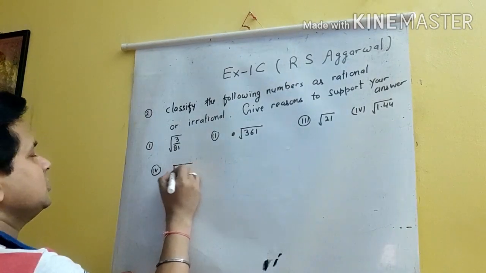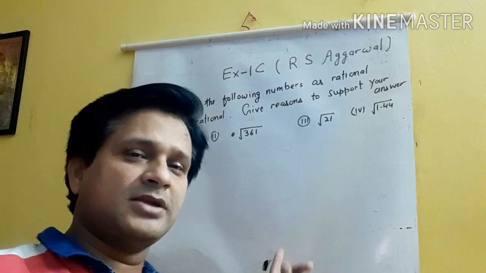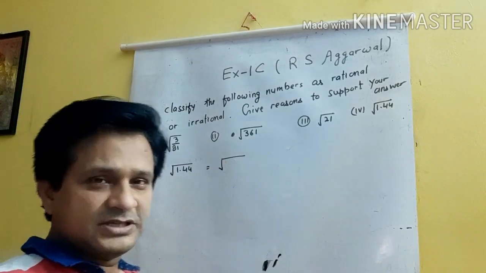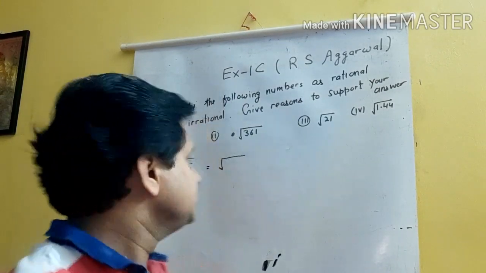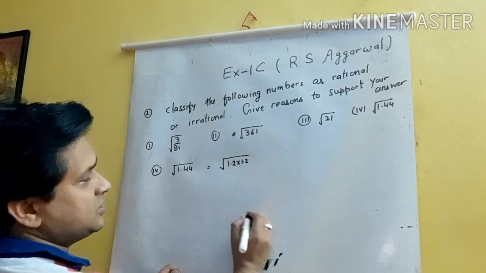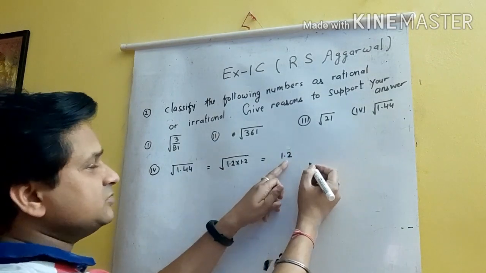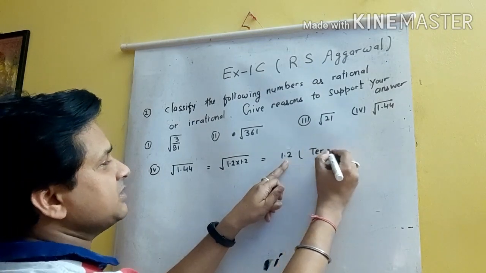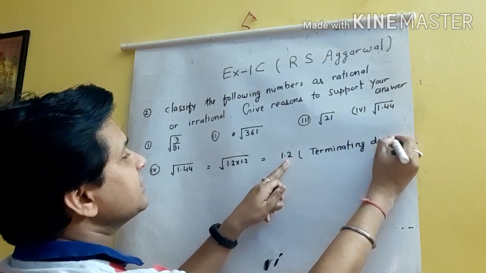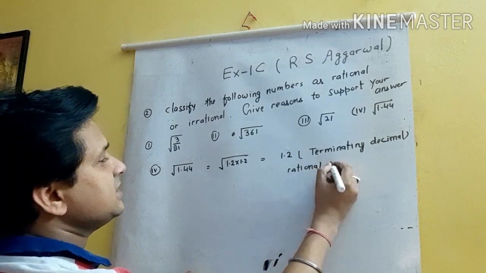Fourth one is √1.44. You have to see whether this is a perfect square number or not. You can write it as 144, which is a perfect square of 12. So there is a point, so I can write 1.2 into 1.2. So this can come out of the root, so this will be 1.2. This is a terminating decimal, and you know every terminating decimal is a rational number. So this is a rational number.